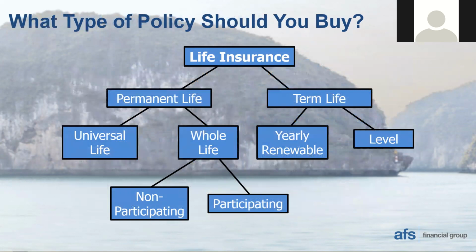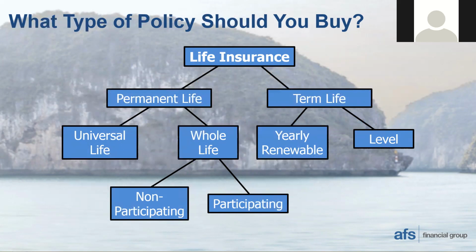So the next question, after you've got a sense for how much insurance you need, comes down to what type of policy you should buy. On this basic insurance family tree, at the first level down, the distinction is between temporary or permanent. Term life insurance, I sometimes like to refer to as renting life insurance, versus permanent, where you're buying something to have coverage for the rest of your life.